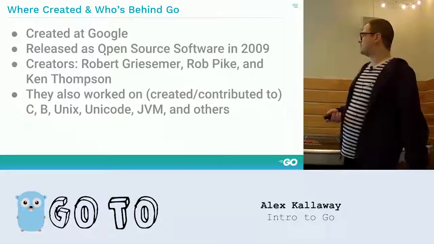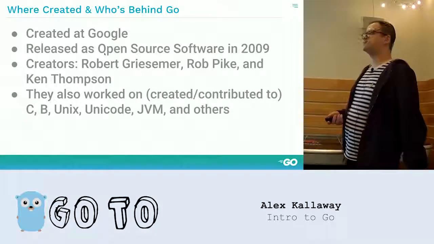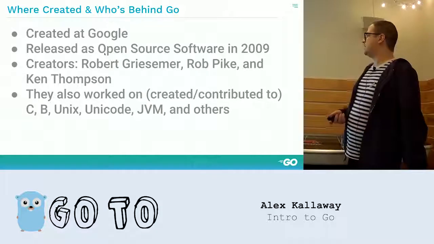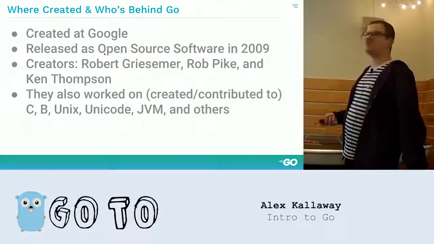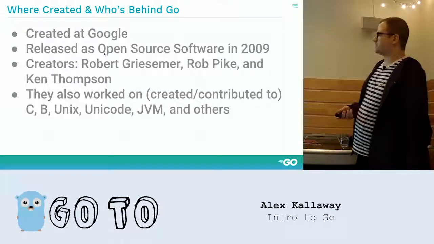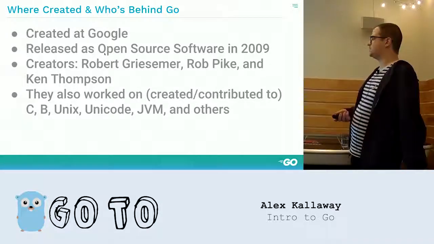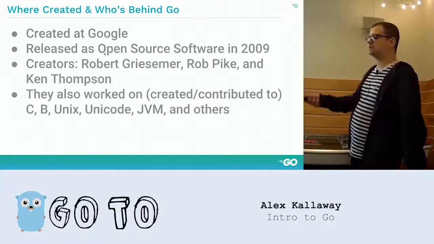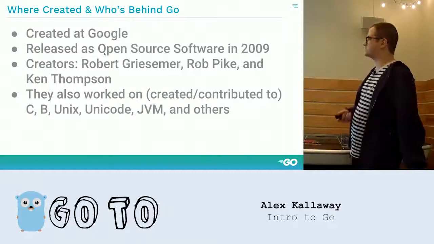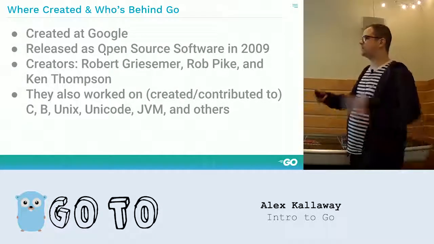It was created at Google and released as open source software in 2009. So this November, I believe, Go celebrated its 9th birthday. It was created by, I'm not going to butcher the names, but one of them is Rob Pike, so it's easy to pronounce. The people who created Go also worked on such technologies as C, B, Unix, Unicode, and you see the influence of that. For Rob Pike, it's also CSP. You'll see the influence of all of those technologies coming together in Go.